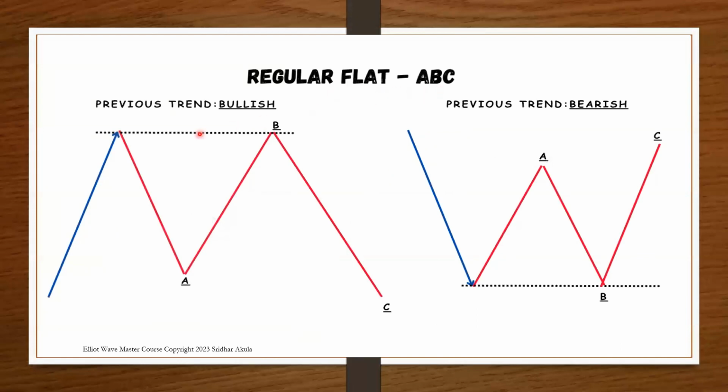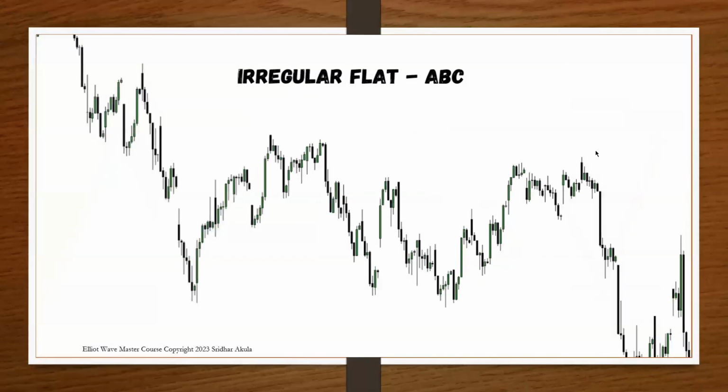So in a regular flat pattern, if your previous trend is bullish, this is how your pattern looks like: A, B, and C. If your previous trend is bearish, right? If your previous trend is bearish, this is what your regular flat pattern may look like in the market, right? The next part, the next flat.